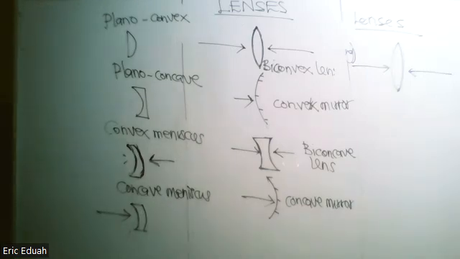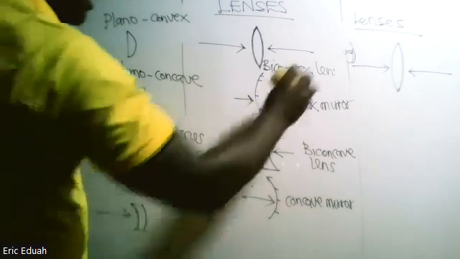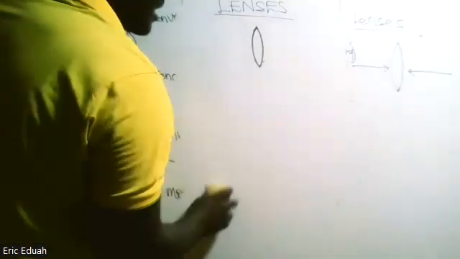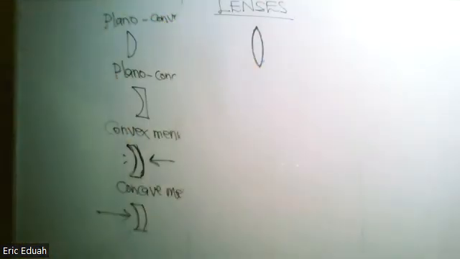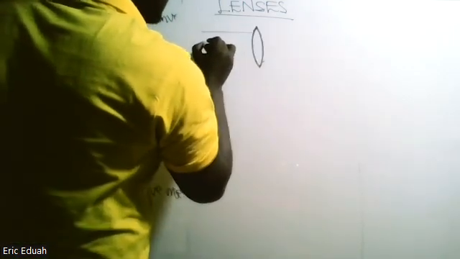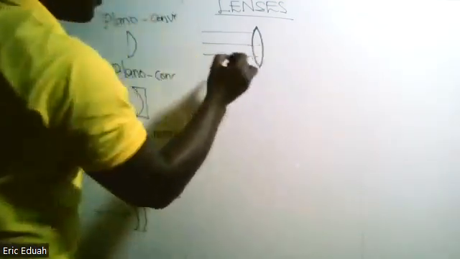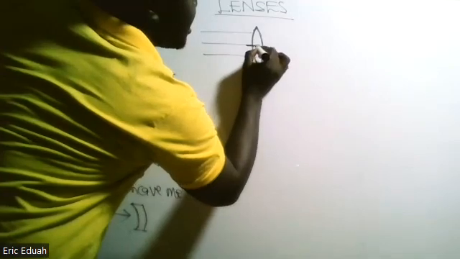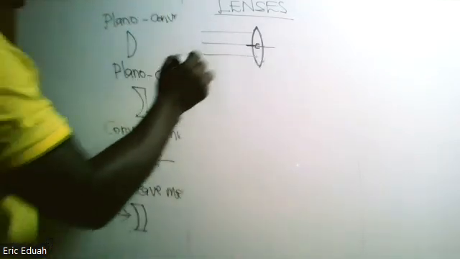So let us look at convex. Convex lenses are known as converging lenses. Why converging? They are converging lenses because when a beam of light is incident on a convex lens, the lens has the ability to converge the parallel beam. So when I send parallel rays in at one end, when the ray of light hits the center of the lens, which is the optical center, it goes undeviated.